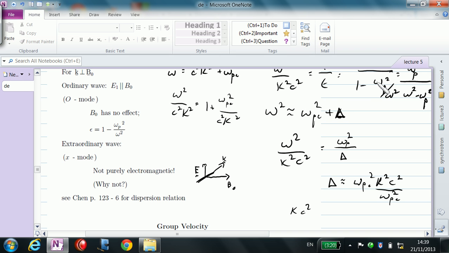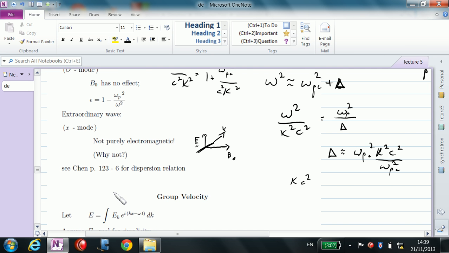And Chen is, for anybody who's interested, a textbook, and it's a good undergraduate class. It's a good master's level plasma physics textbook. It gives a nice, straightforward treatment of all these things.